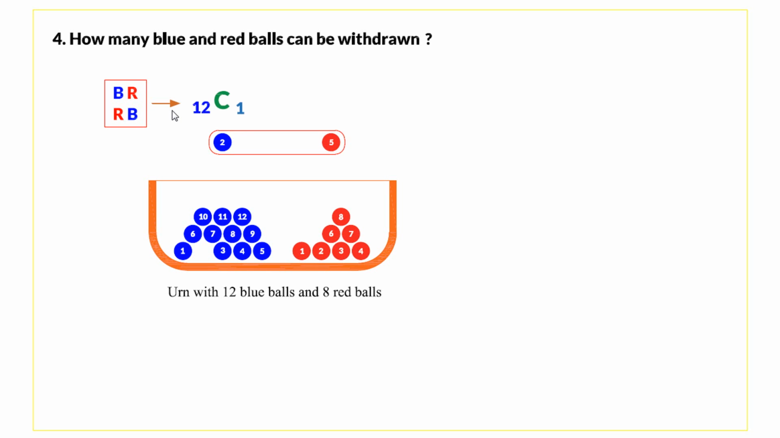So we are picking up 1 blue out of 12 blue, and that is combination 12-1, and we are picking up 1 object out of 8 red, and that is combination of 8 taken 1, or 8C1.